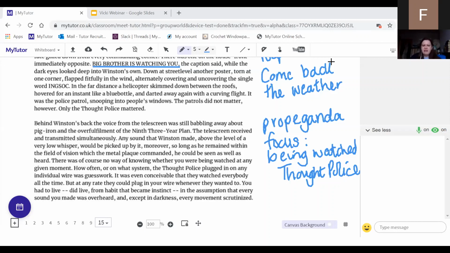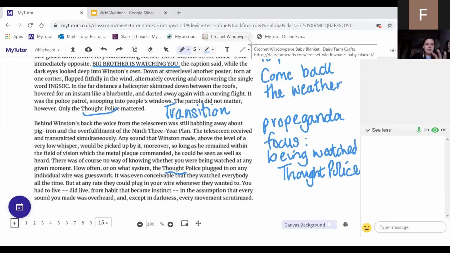That goes on more to talk about being watched. So the main focus then is being watched, thought police. We've returned back to the thought police. It's first mentioned here and then it's mentioned here, so we've got quite a nice transition going on there, with that paragraph setting up for the next paragraph.